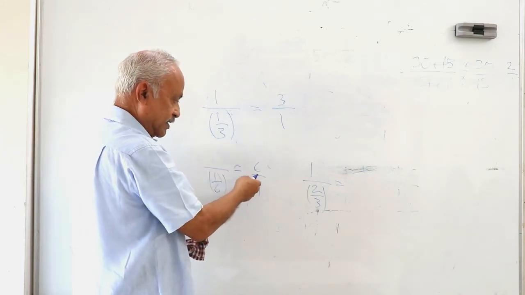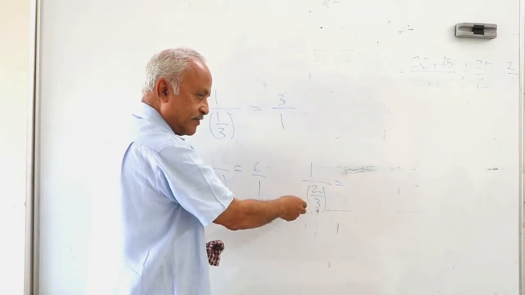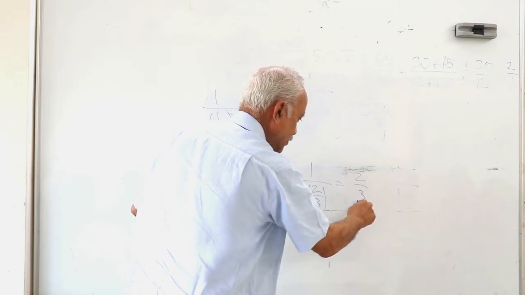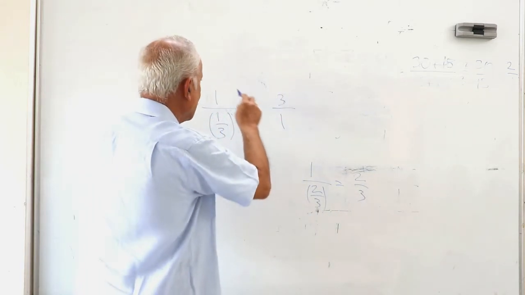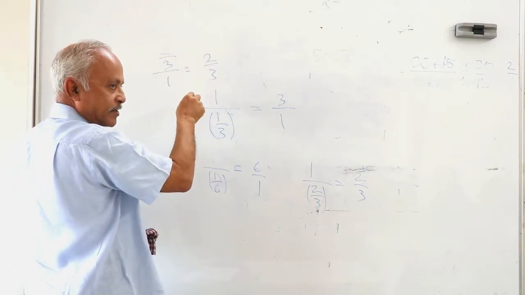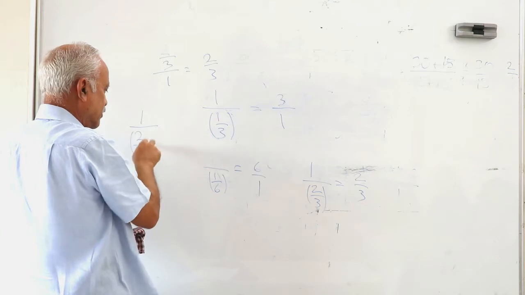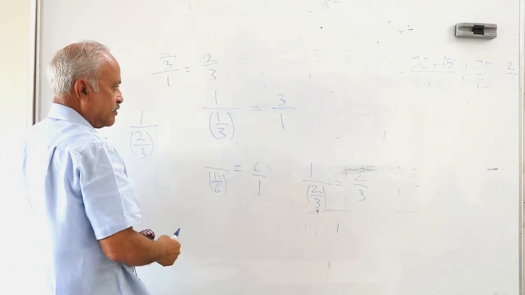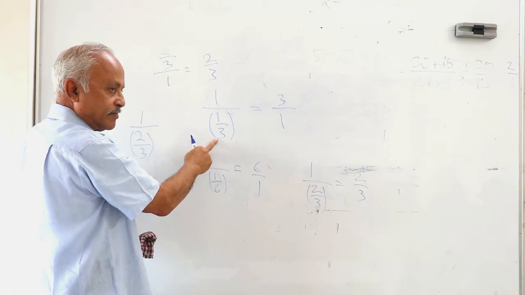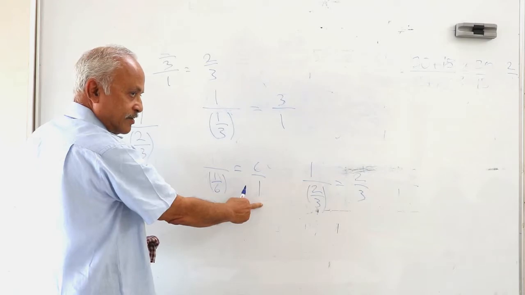Here 1 by 6 gets inverted. So remember this example that we did finally? 3 by 2 divided by 1 is 3 by 2. What is 1 divided by 2 by 3? Look at this example here. 3. This one is 6 by 1. Okay.